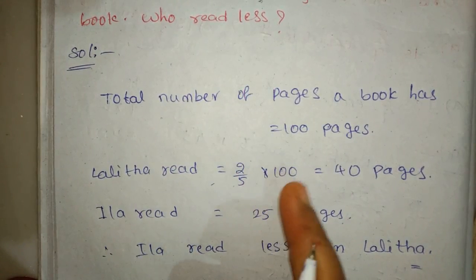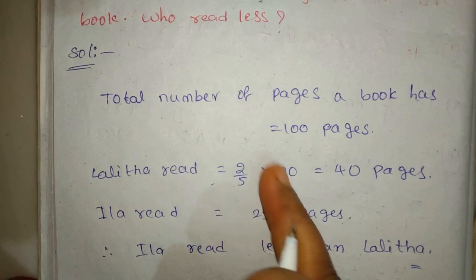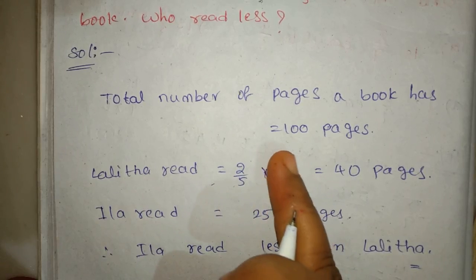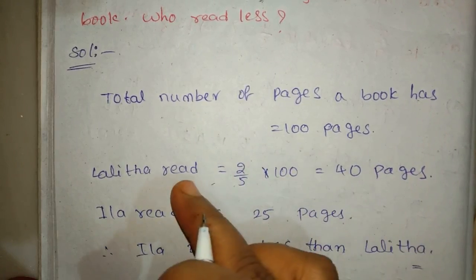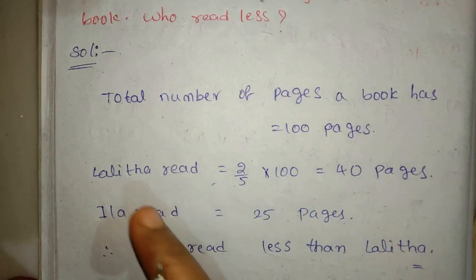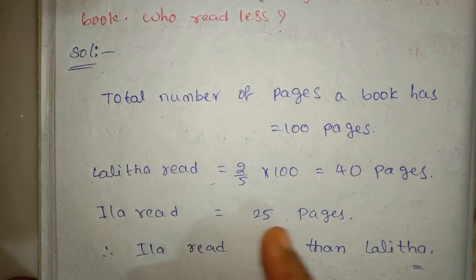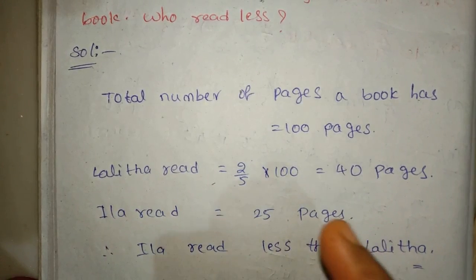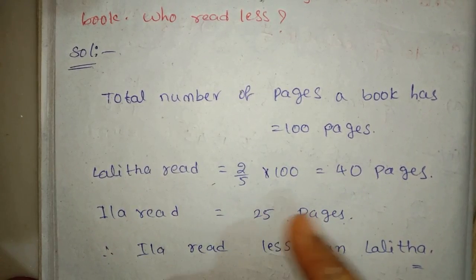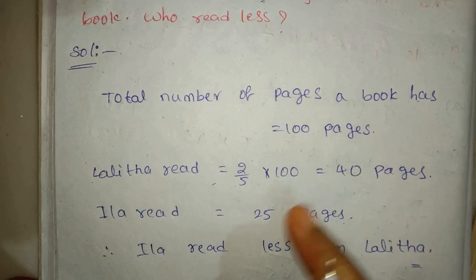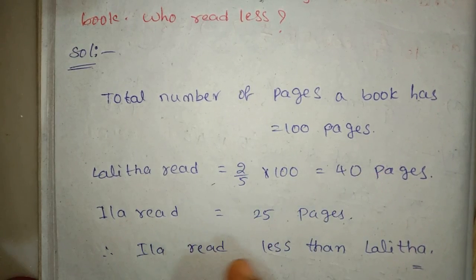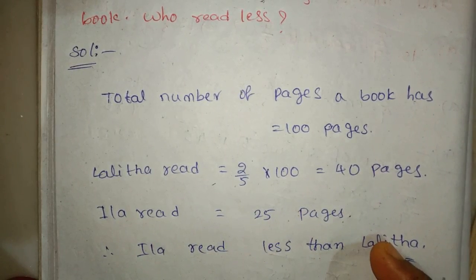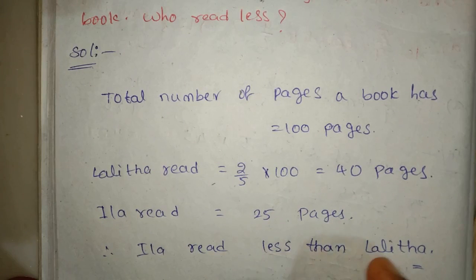Same book means the book contains 100 pages. 2 by 5 into 100. 5 twos are 10, 20 twos are 40 pages. Okay, Lalita read 40 pages and it is given that Ela read 25 pages. Now you compare 25 and 40. Here 25 is less than 40. So Ela read less than Lalita.